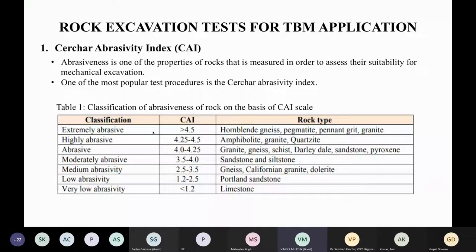So you can see the categorization part. This is the most predominantly used classification for abrasivity, which is accepted as an important test method under ISRM also. Anything more than four and a half is extremely abrasive, and Parvati's quartzite falls under this category. So it directly says how abrasive the rock is, and how it could be related to cutter consumption.